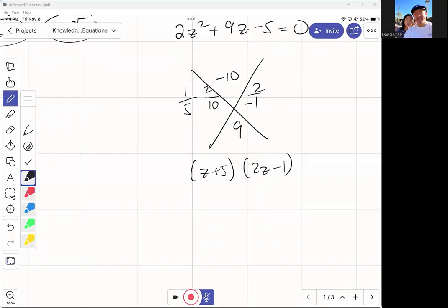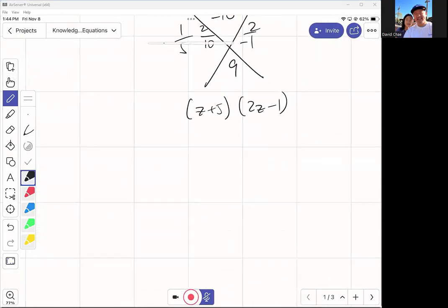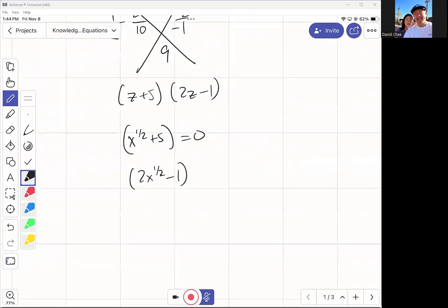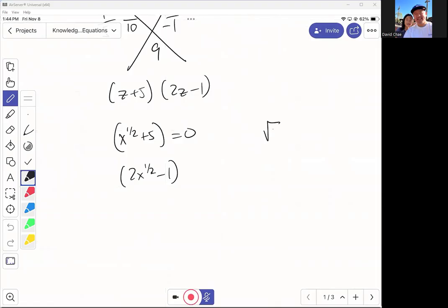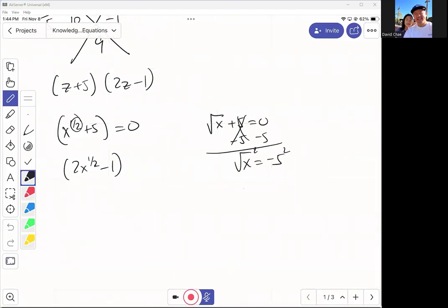Right? And then you replace that with the radical. So it will be x to the 1/2 power plus 5, and then 2x to the 1/2 power minus 1. Make it equal to 0. So you have radical x plus 5 is equal to 0, right? Because radical and the 1/2 power are the same thing. So subtract the 5. Radical x is equal to -5, right? And then square both sides here. So x is equal to 25 here, right?